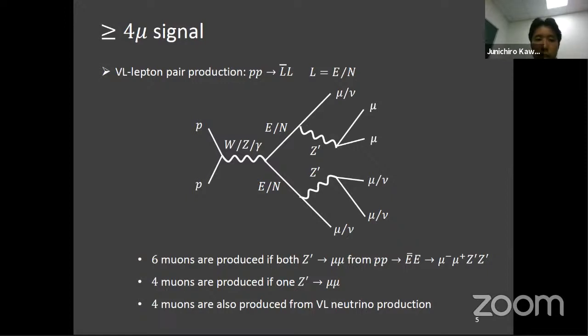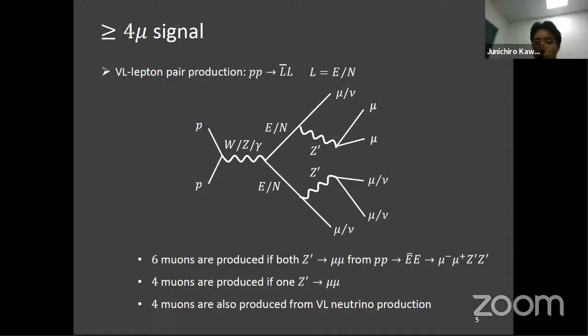So we consider the vector lepton production, and it will decay to Z prime and the leptons. Here we assume that the Z prime is lighter than the vector leptons. In such a case, if both Z primes decay to dimuons, then we actually have 6 muons. One vector lepton can produce 3 muons, and since it's pair produced, we have at most 6 muons. But of course, Z prime could decay to neutrinos because of the SU(2) symmetry.